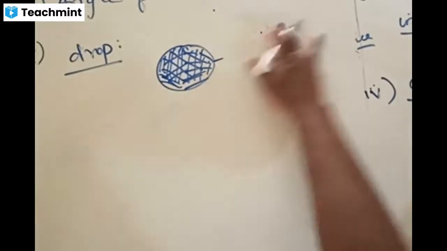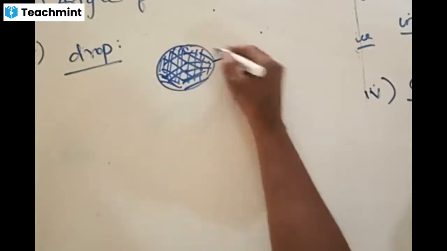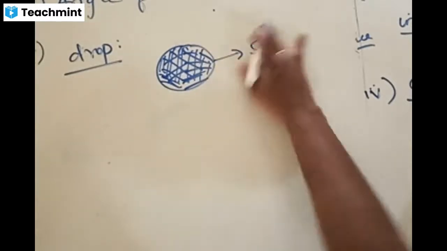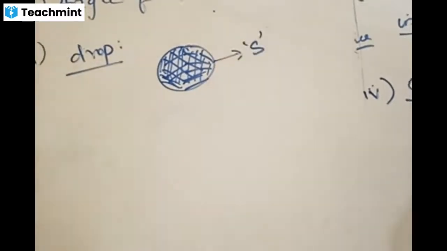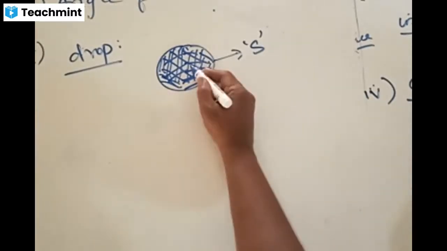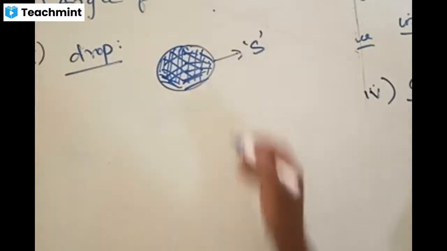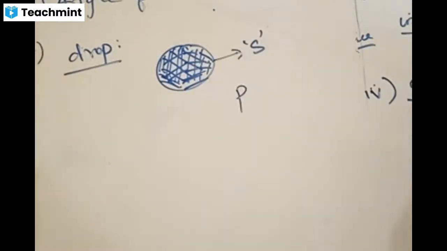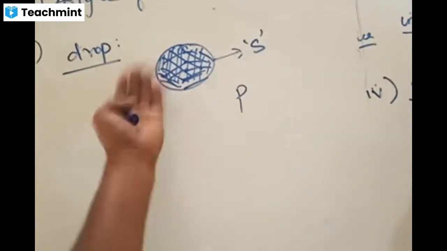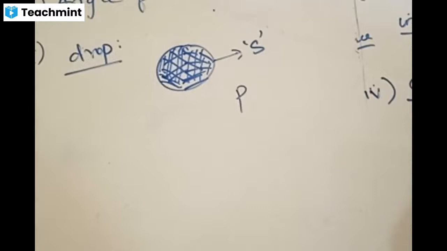Now, one important question in this case, where the surface tension is S, is: will this liquid drop have the same pressure inside as outside? Will there be any pressure difference for a spherical shape? Will there be any difference between the pressure inside and outside this drop?